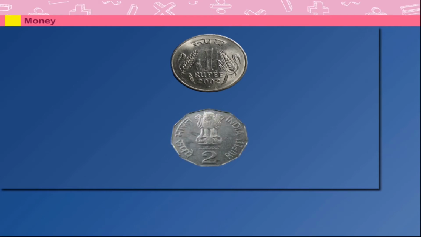This is a 50 paise coin. This is a 1 rupee coin. Below these is a 2 rupees coin and a 5 rupees coin.